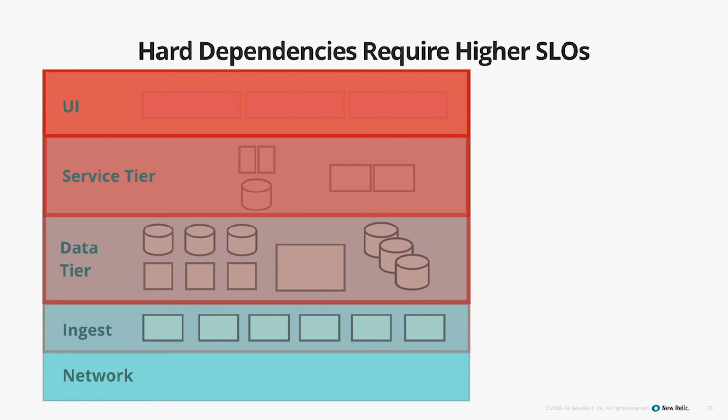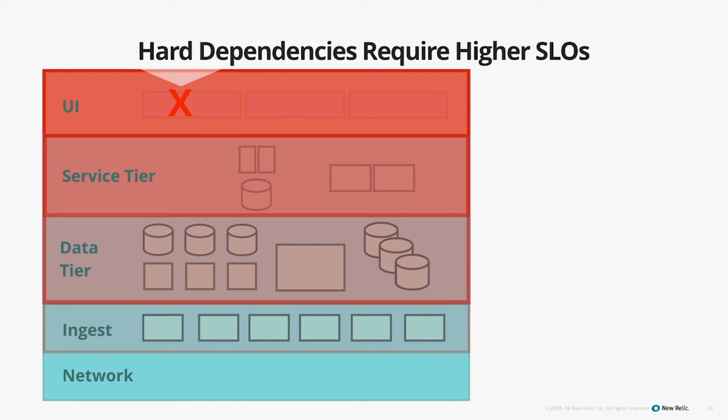The ingest tier, on the other hand, is pretty isolated. It's not a hard dependency for anything else. If ingest blips, everything else can keep on going. And if everything else other than the network goes down, ingest can still keep running. Our data tier, on the other hand, is a dependency for our UI and service tiers, and the UI tier also relies on the service tier to run. It's at the top of our dependency graph.